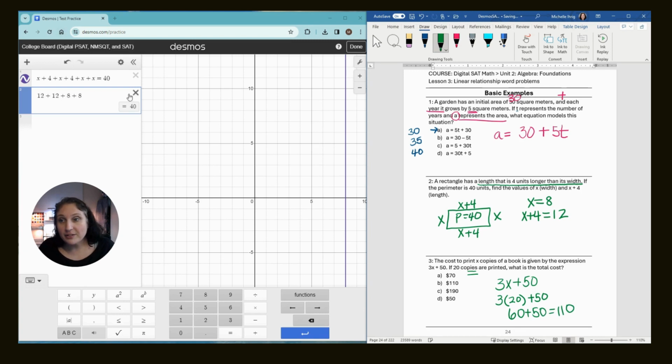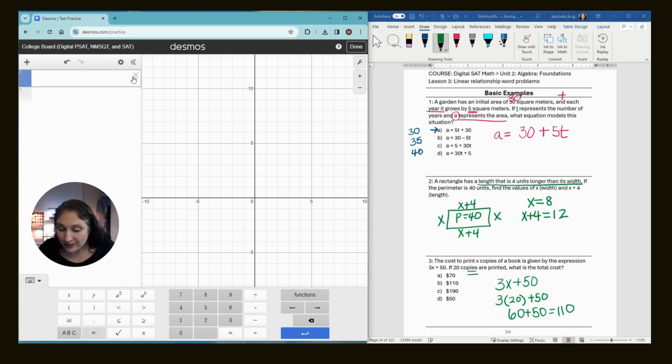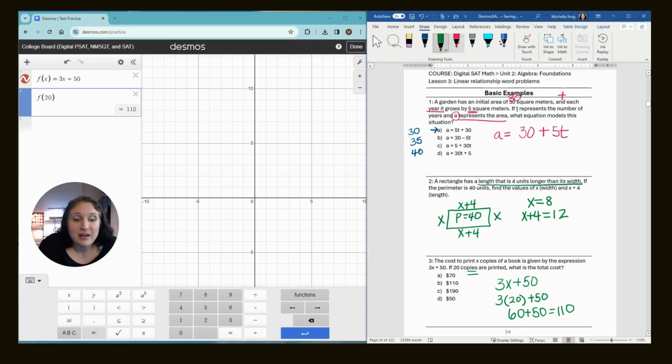The other thing we can do is use the f of x feature. F parenthesis x parenthesis just means, what is the output? F of x means the output when we have the input. I'll type in my 3x plus 50. It says 20 copies are printed, so I type f of 20 and I get the same answer. Use the calculator. What if you just put 23 instead of 20? Use the calculator to help you. You'll definitely get a higher score.